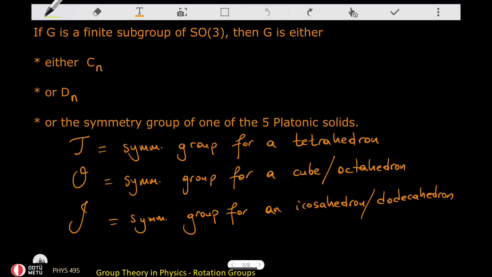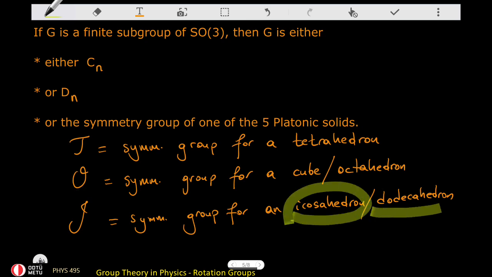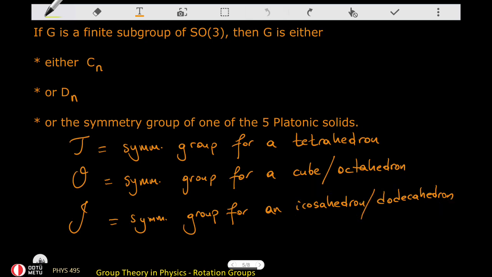So I'm going to describe these. But there are actually 3 such groups. So these are shown by the symbols curly T, curly O, and curly I. Curly T is the symmetric group of the tetrahedron as the shape. Curly O is the symmetric group of an octahedron, but it's also the symmetric group of the cube. And I'm going to explain why the symmetric groups are the same. And curly I is the name given to the symmetric group of the shapes icosahedron and dodecahedron. So these are shapes like that.